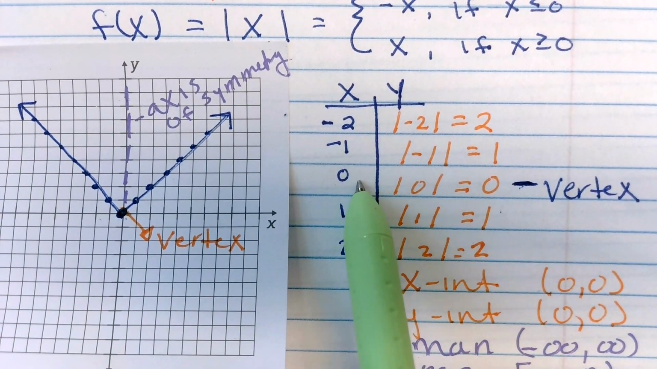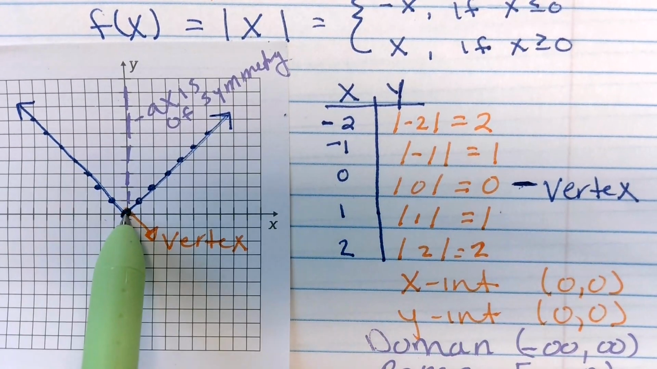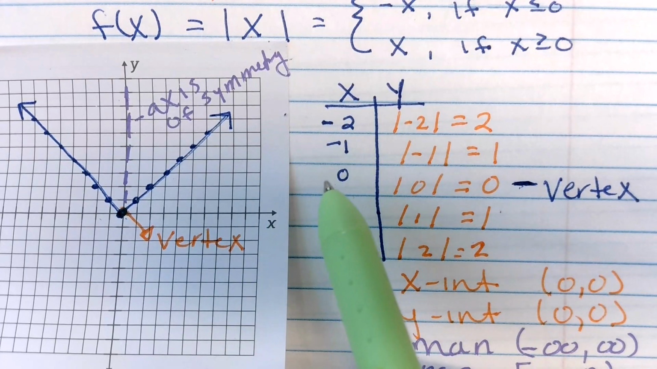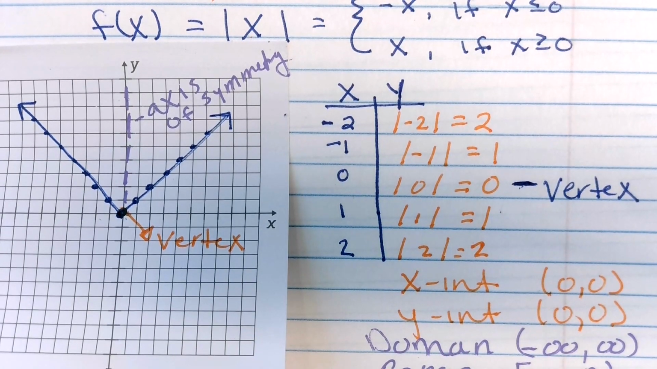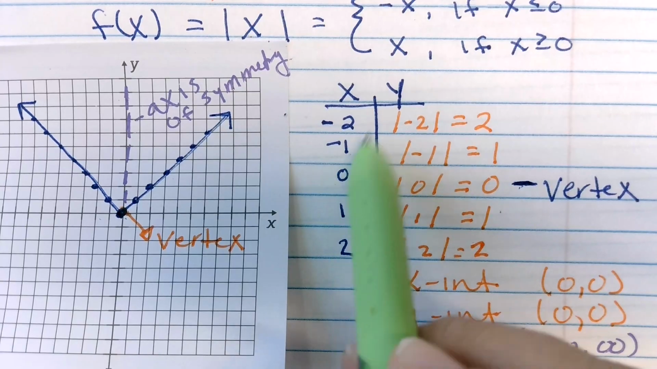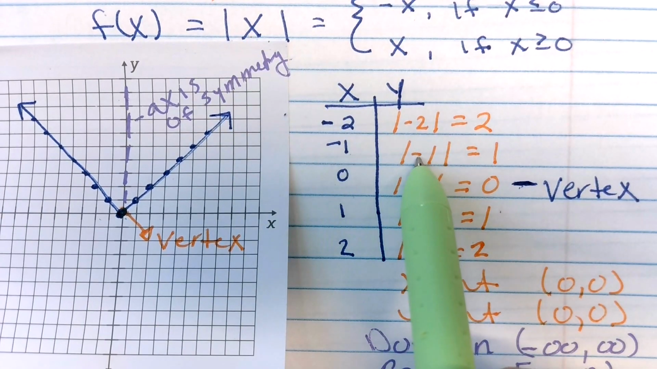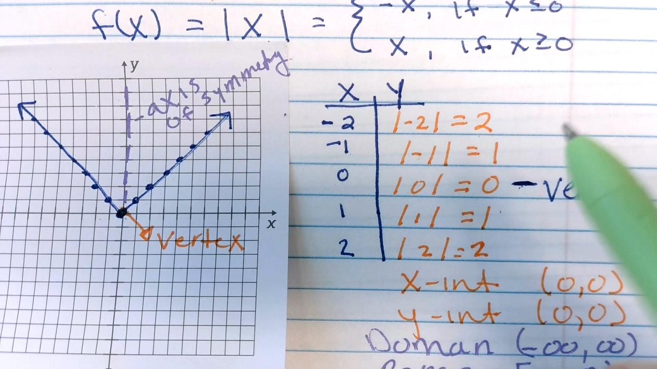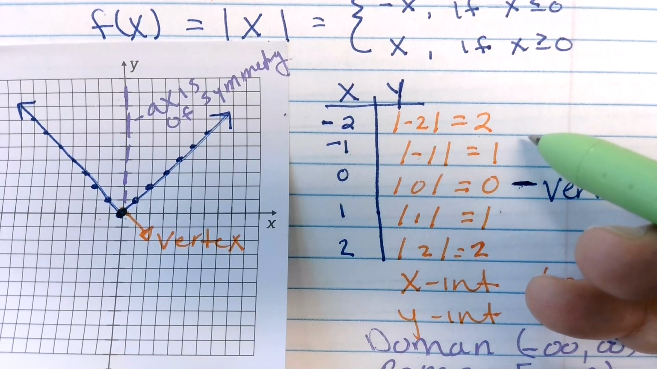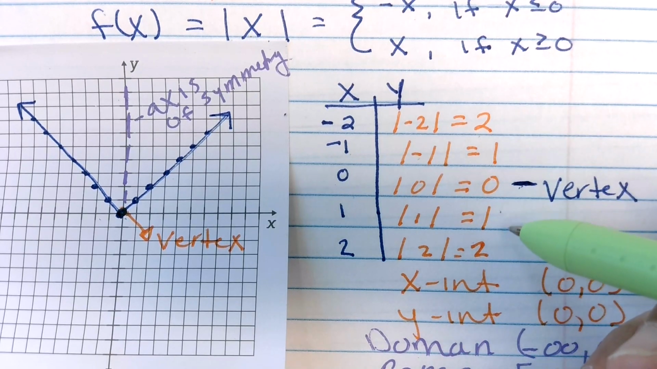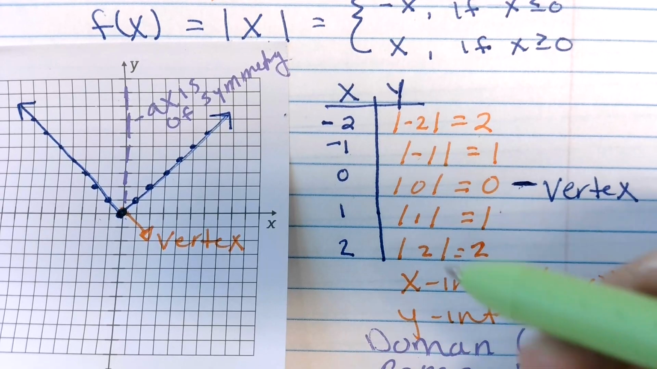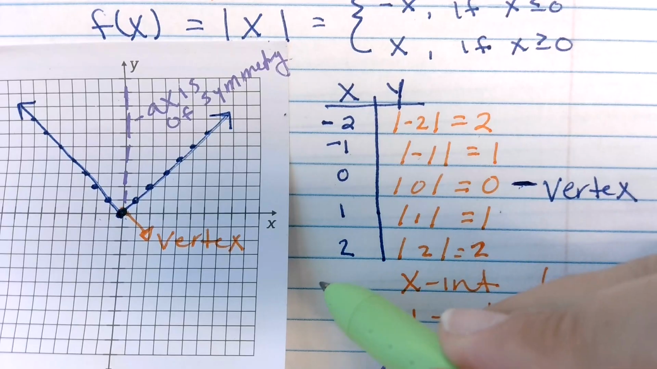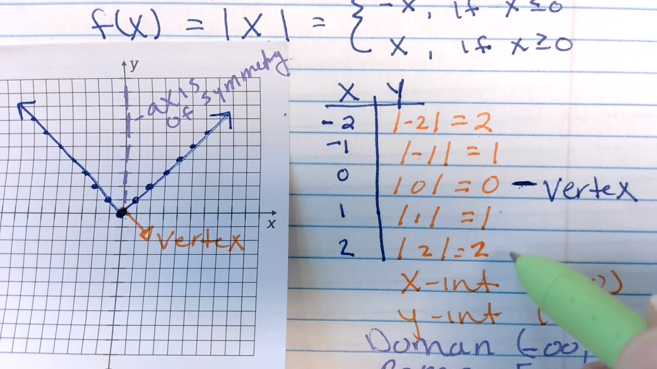For the parent function, it's going to start at the origin at 0, 0. So here's the vertex, and then I used -1 and -2 and +1 and +2. What I did was input these numbers in the equation. So the absolute value of -1 is 1, the absolute value of -2 is 2. And then that pattern should also happen on the other side of the vertex. So when you plug in a +1, our output is 1, and when you input a +2, the output is 2.